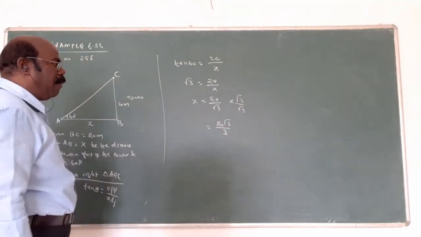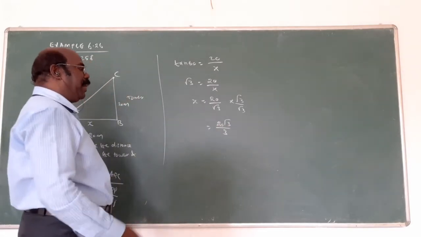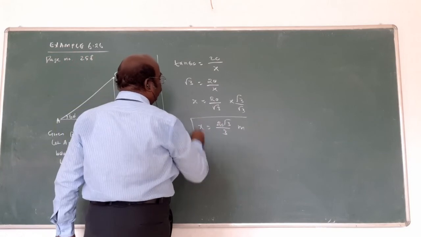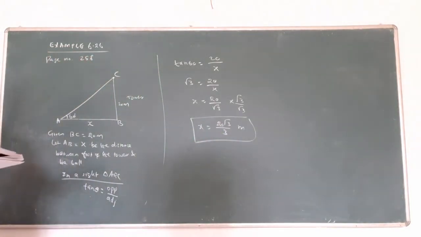But in this particular problem, you can put the value for root 3 and simplify to get the answer. Otherwise, this is the answer, in meters. That's all. Alright, what do you know? In a 3 mark question, don't put the value for root 3. If it is a 5 mark question, you put the value for root 3. That's the rule. When you read the question, the method is the same.